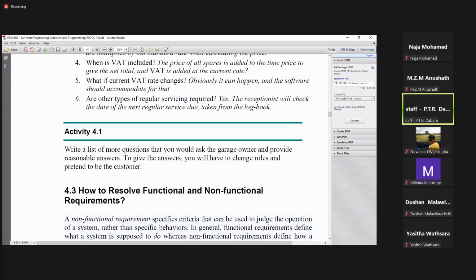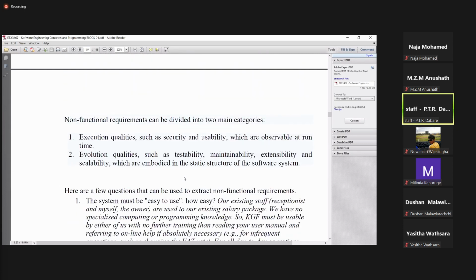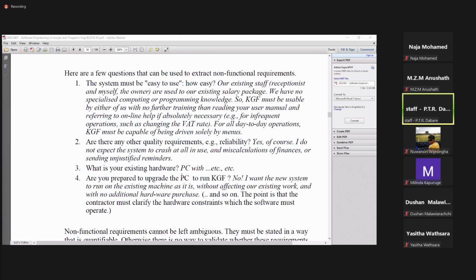Then come to non-functional requirements. What do you mean by non-functional requirements? Now, when you write non-functional requirements, don't write usability, scalability, maintainability, testability, security, good response time. You don't write like that. Always give a value.